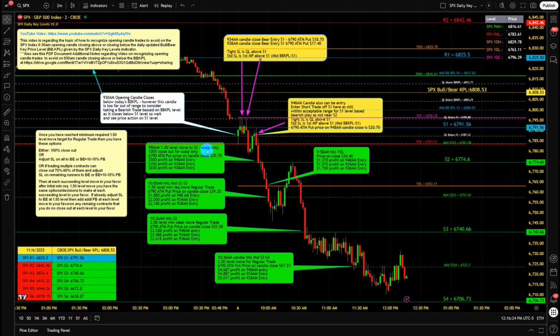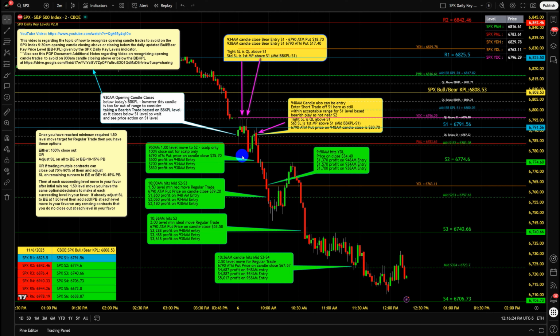When using this indicator for scalps only, there is no stop loss adjustment. It is a 100% closeout of however many contracts you're trading, whether you're trading one contract, two contracts, three contracts, 5, 10, 20, or what have you. On scalps, when it hits your one level move in your favor, you are closing out all your contracts. There's no stop loss level adjustment. On scalps, you are simply closing them out.